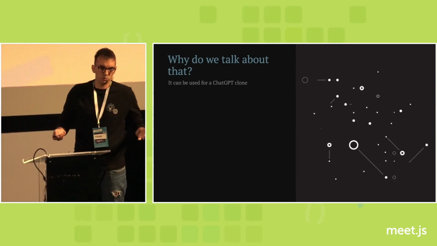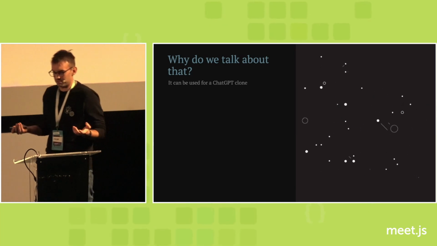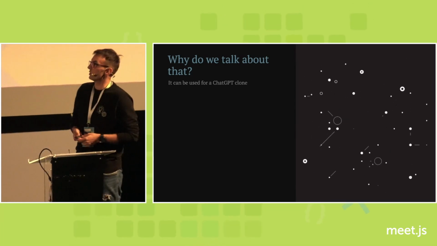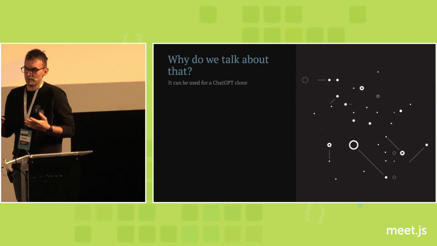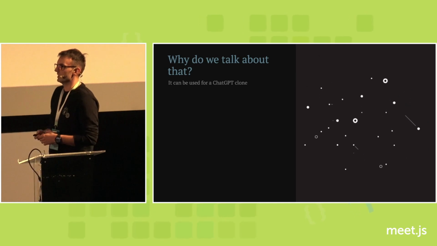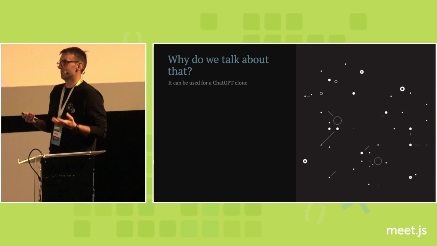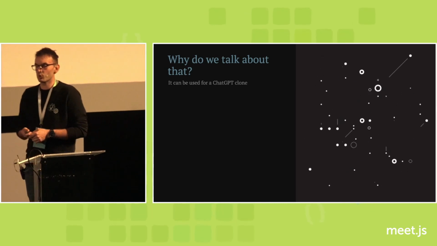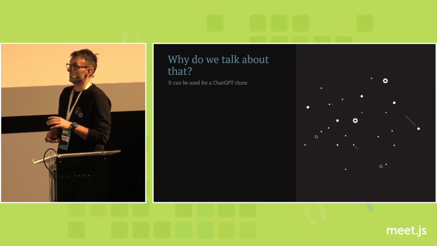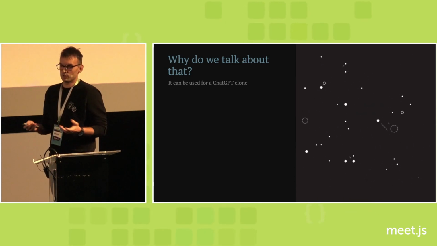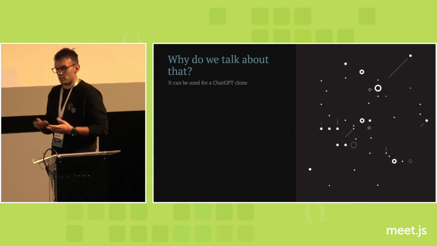Okay, so why am I talking about that, and why are we talking about that right now? Because it can be used for a ChatGPT clone. ChatGPT, as an application, is using a large amount of data that we have to search in. It's more complicated than a simple query, but still we have a huge amount of data that we have to browse with some condition. And vector databases are one of the key elements that can help us to build something like that.